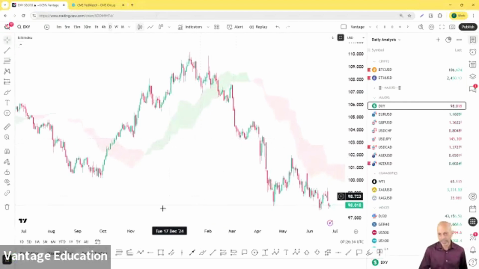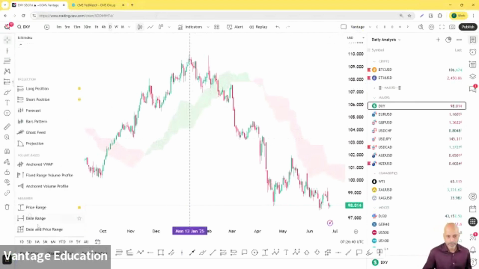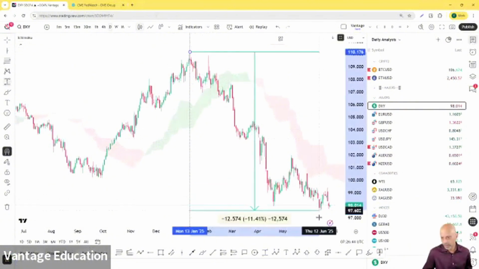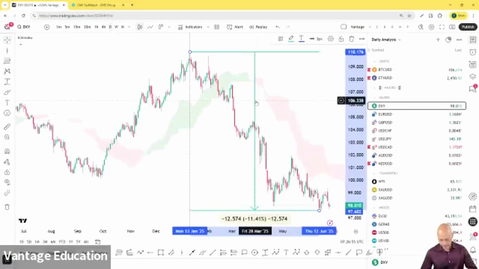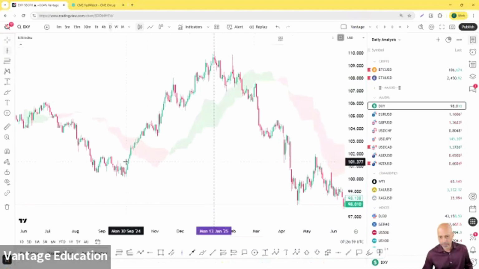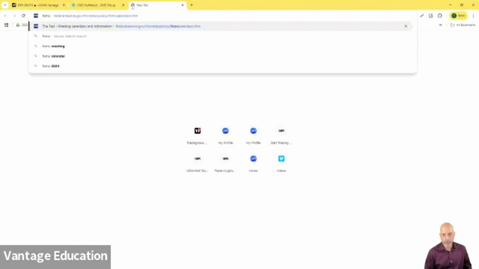Now, coming back to the dollar index, right? You can see here since mid-January, this index has lost 11.4% from peak to trough, with the most recent trough being formed in mid-June. And what is also interesting to note is, remember, the Fed started cutting rates from September onwards last year.